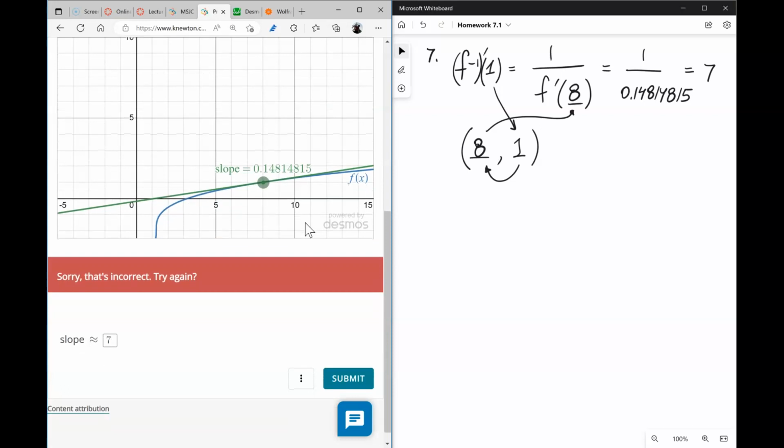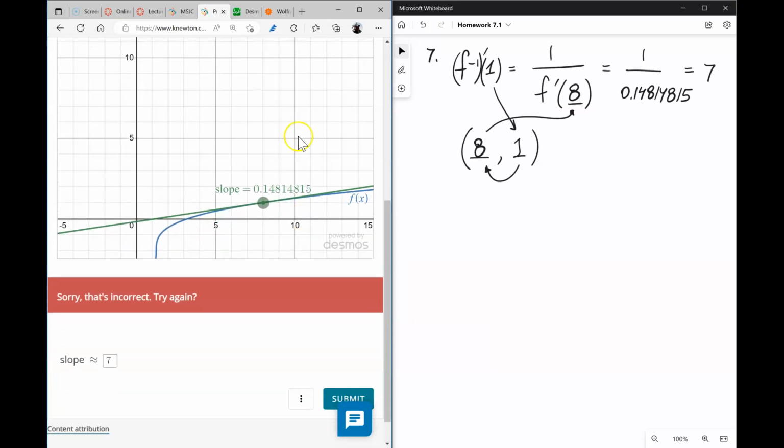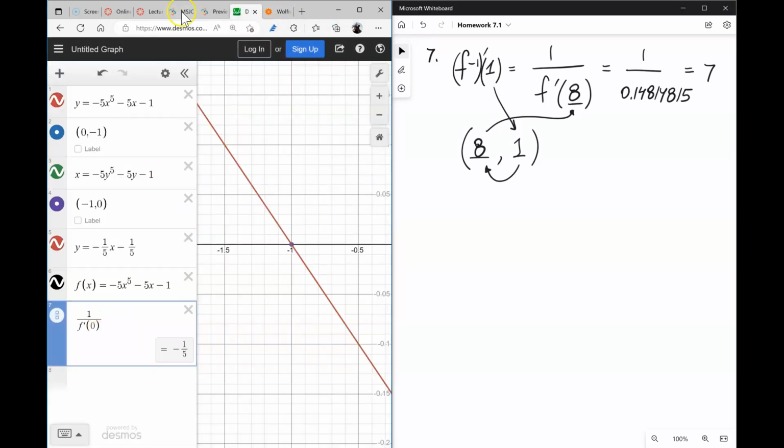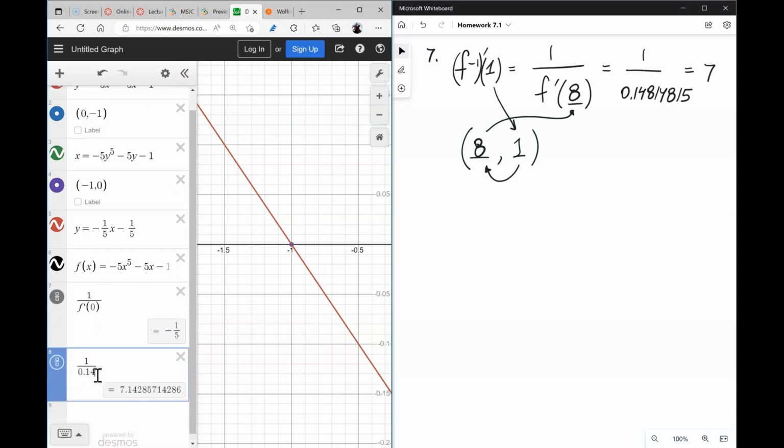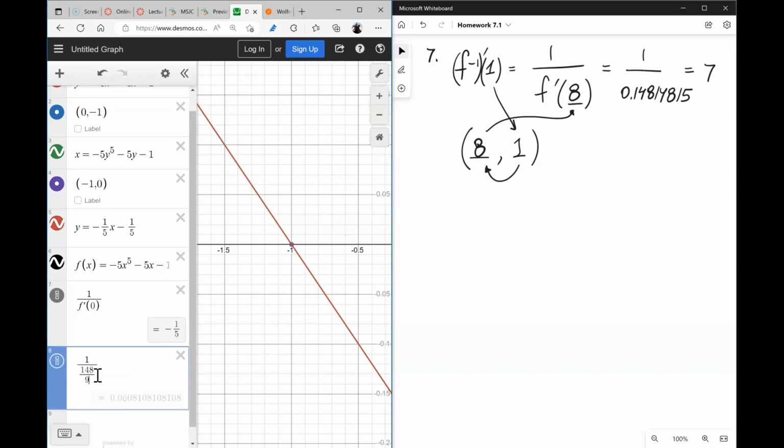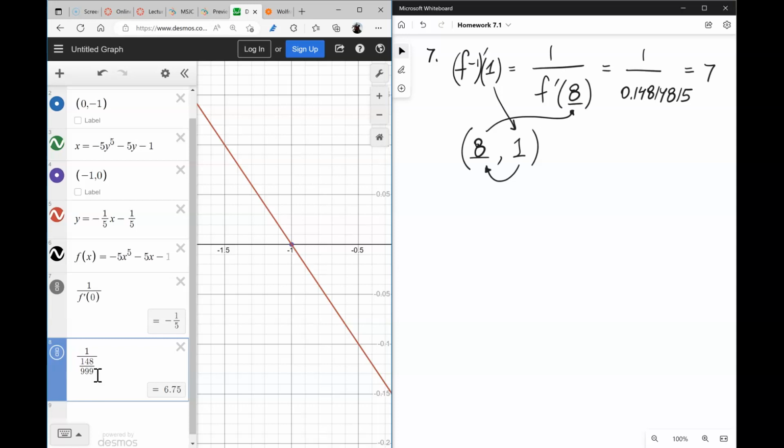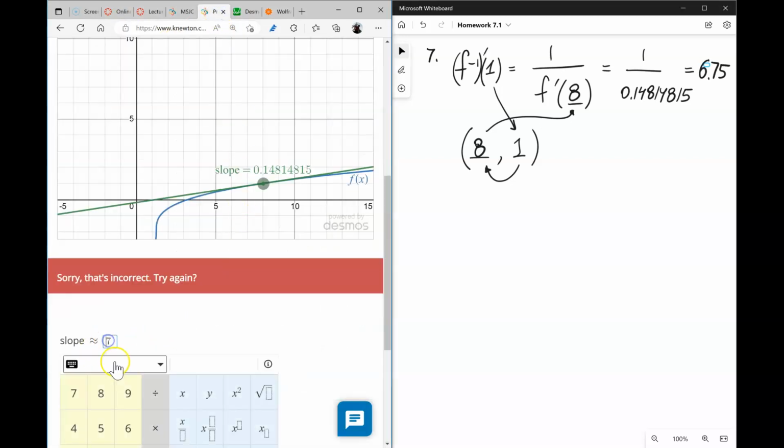Or I guess I need to do the math now. We're looking for the reciprocal of 0.148. So this decimal can be written as 148 over 999. And the answer is actually, 7 wasn't good enough. So it's 6.75. I'm glad I was given a second chance here.